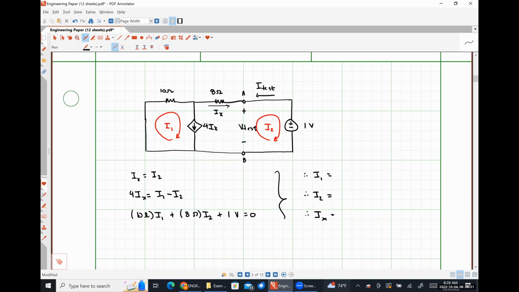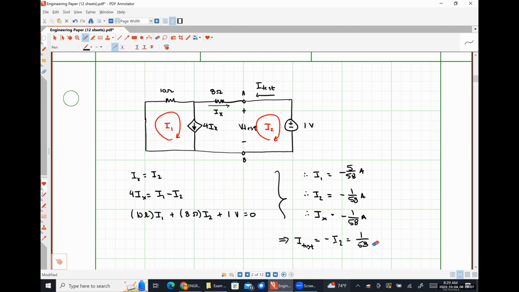In my third equation, my coefficient for I1 is 10. My coefficient for I2 is 8. My coefficient for Ix is 0. My constant term is -1. Solving this system, I get -5/58 amps for I1, -1/58 amps for I2, and -1/58 amps for Ix. We know that I test, my apologies, is negative I2, which would be positive 1/58 amps.